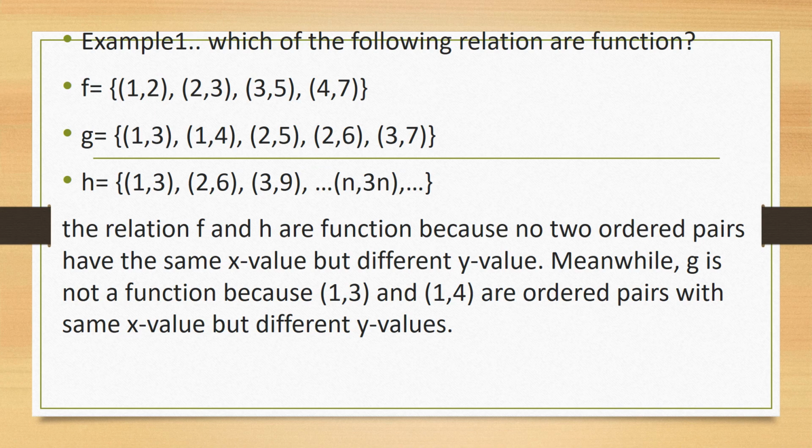So the relations f and h are functions because no two ordered pairs have the same value of x but different value of y. Meanwhile, g is not a function because the ordered pairs 1, 3 and 1, 4 have the same x value but different y value. So note that the x value should not be repeated so that it can be considered as a function.